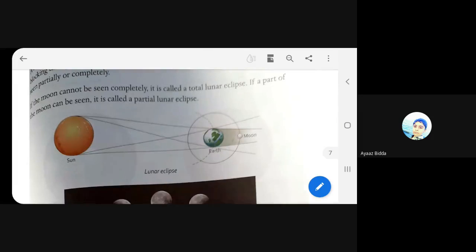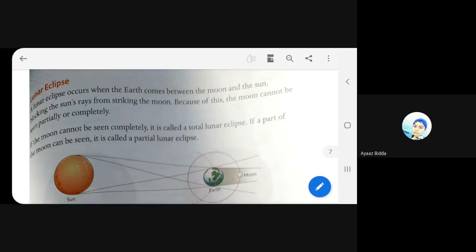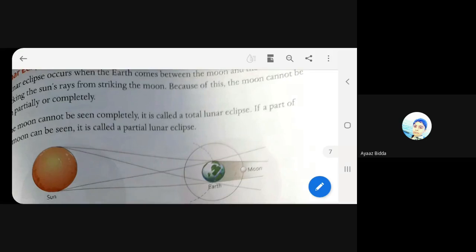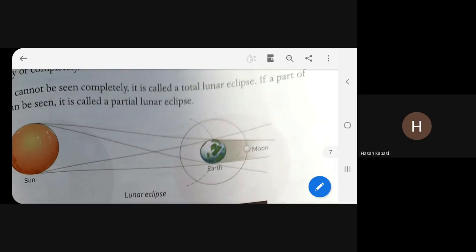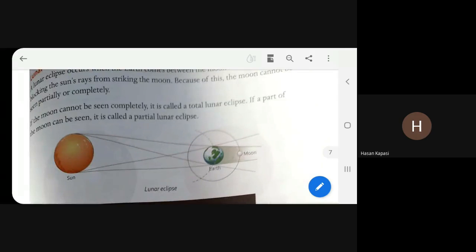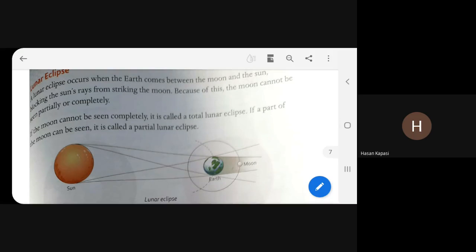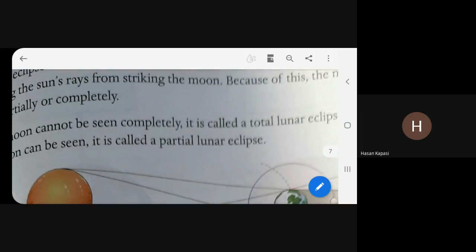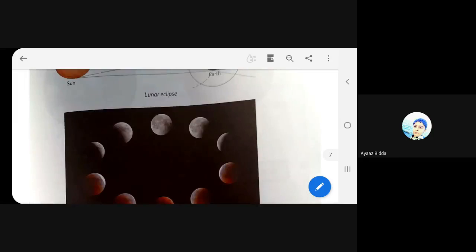In the same way, if the earth comes between the moon and the sun and blocks the sun rays from falling upon the moon, which eclipse is this? Lunar eclipse. If we cannot see the complete moon, then it is a complete lunar eclipse. But if we see some part of the moon, then it is a partial lunar eclipse. The pronunciation is partial. Okay, partial lunar eclipse.